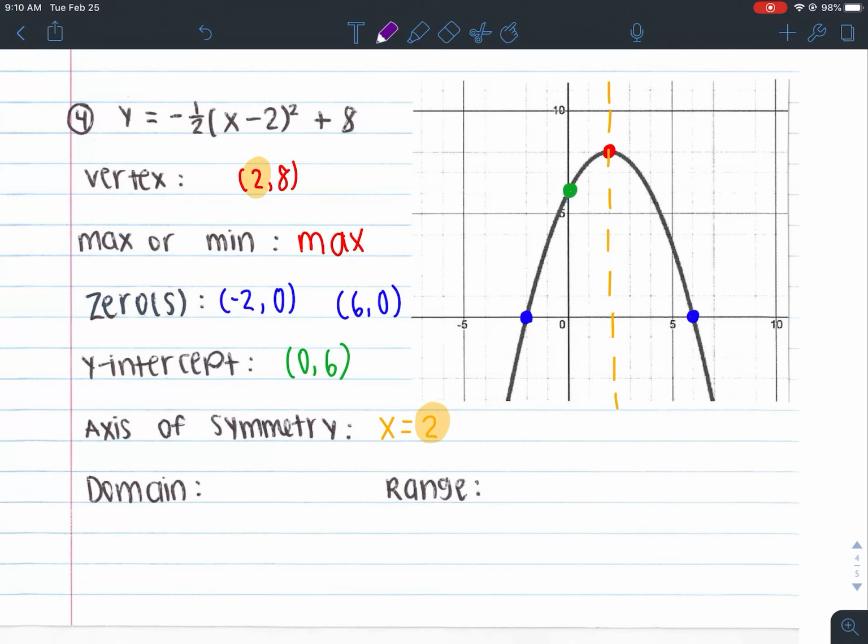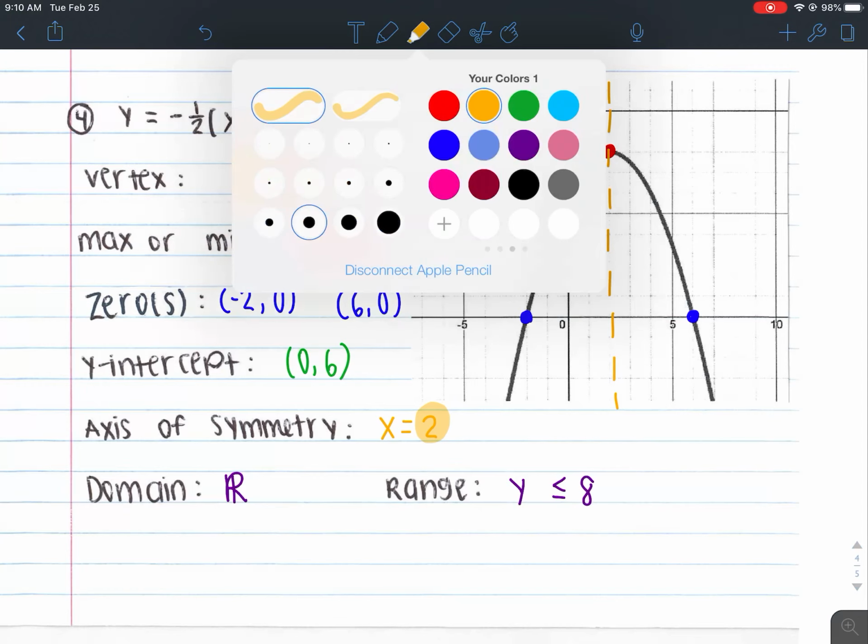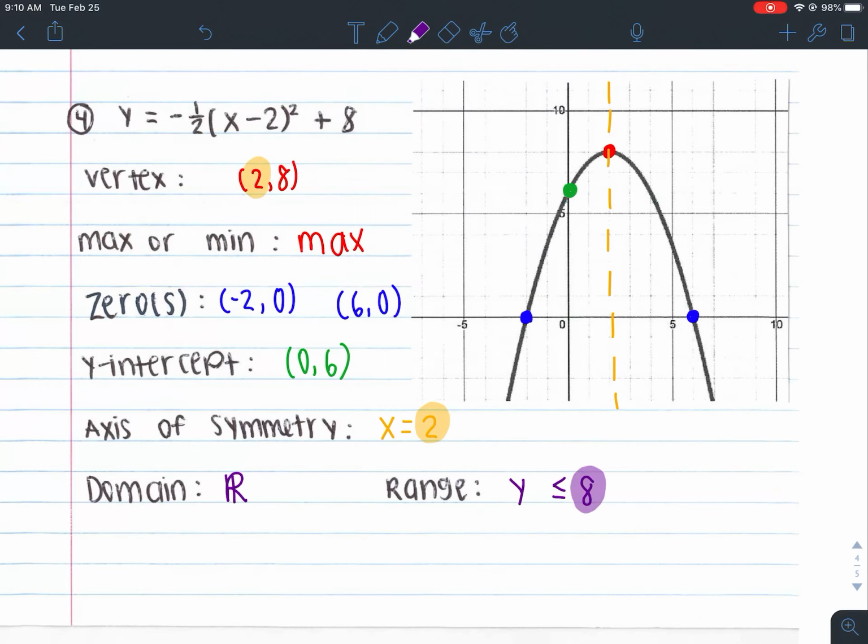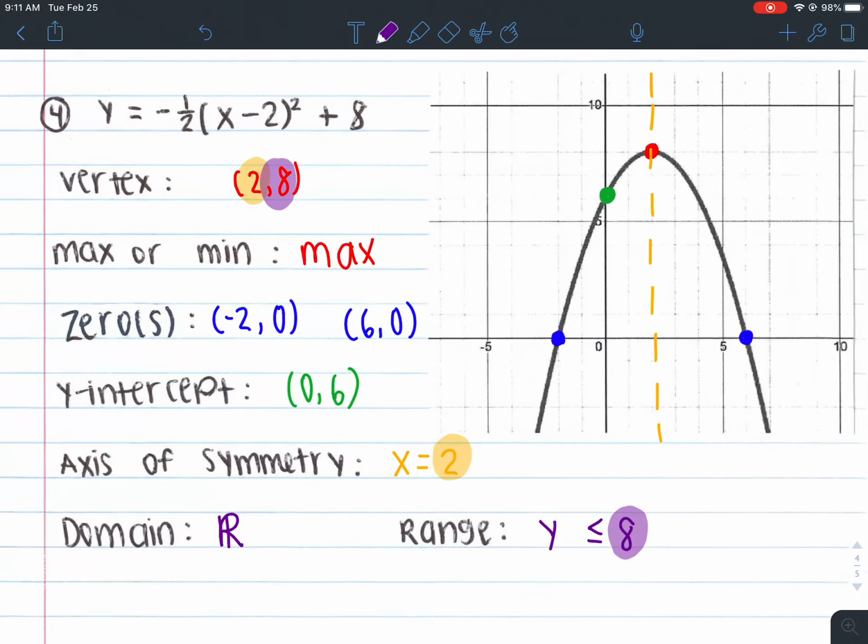Next, we have the range, or domain and range. Domain here is going to be all real numbers. Our range is going to be y is less than or equal to because it opens down, and it's going to be the same number as the y value in our vertex. So you're saying that all of your y values are less than or equal to 8 because 8 is the biggest y value that you have. So you're saying everything else is going to be less than that.